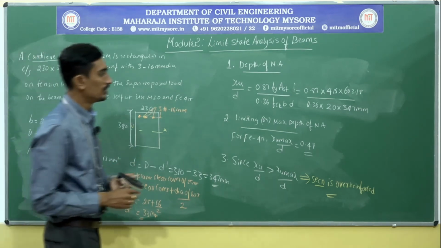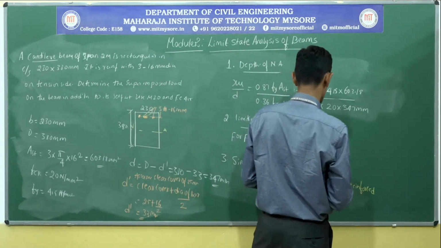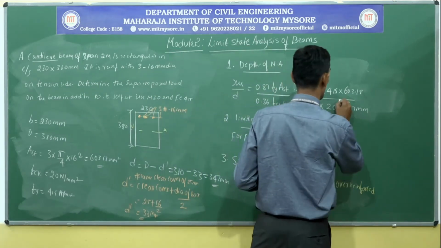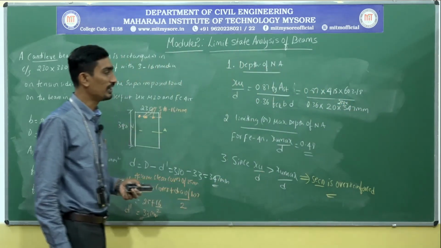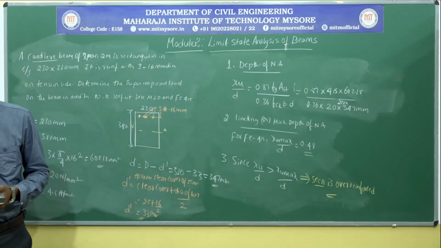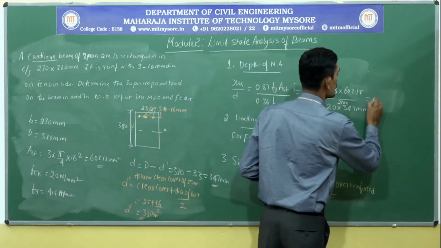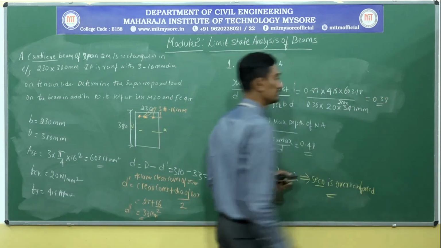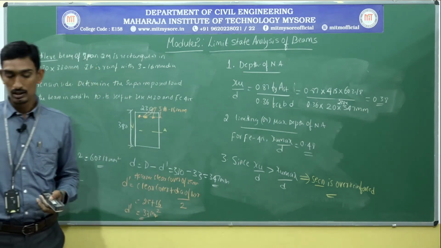Okay, so for the FCK, we forgot the B here. The B value is 230. So 230 into 0.36 into 20 into 230 into 347 millimeter. This works out to be 0.38. So XU by D is equal to 0.38.